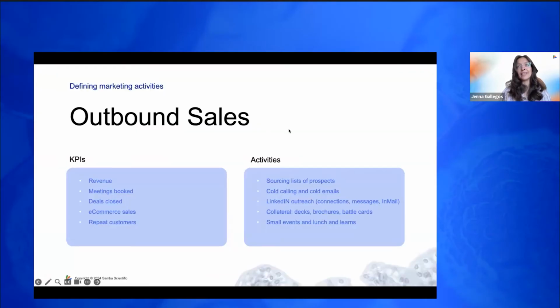And lastly, outbound sales. Outbound sales activities include sourcing lists of prospects. That might be looking at recent publications, looking at recent grants, leveraging tools like ZoomInfo or SciLeads to source leads, cold calling and cold emails, doing LinkedIn outreach that can be direct connections from your sales team or can be a bit more indirect. So we can send in-mail messages on behalf of your sales team, for instance.